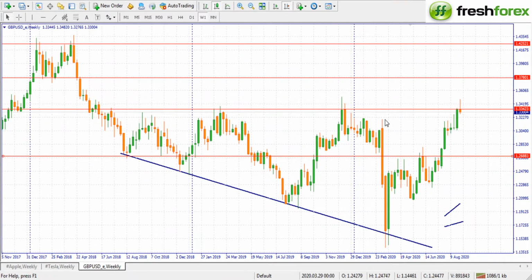So as it is now, this could be a very good sell up to the support which you're having at 1.26883. If it does break beyond this level, expect a continuation to the upside up to this level, and the next level is at the top, 1.42521.